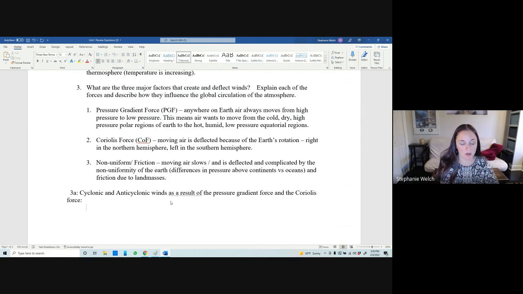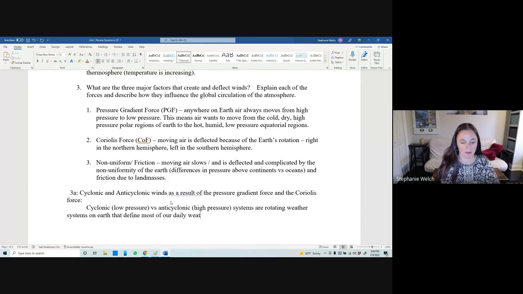So cyclonic, meaning low pressure, and anticyclonic are rotating weather systems on Earth that define most of our daily weather patterns. A cyclonic system is basically any low pressure system, and that could be a hurricane, a tropical storm, an upper level low. A few days ago when we had that cold front pass by and it was really cold and miserable, that cold front was just part of a cyclonic system.